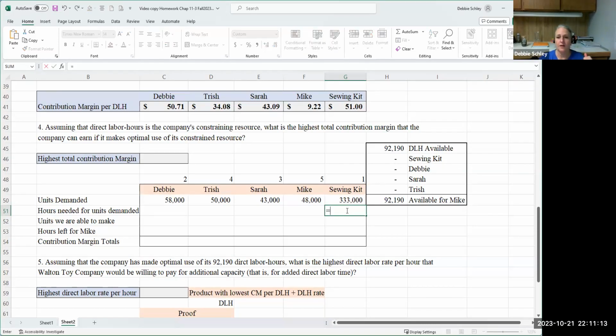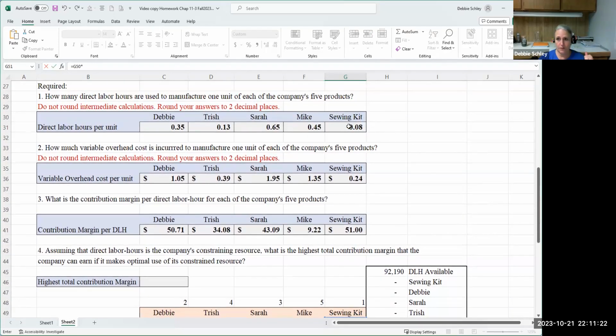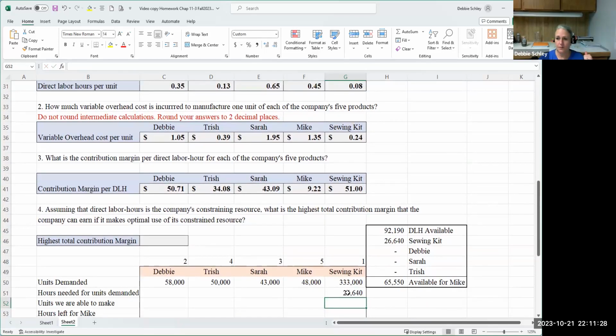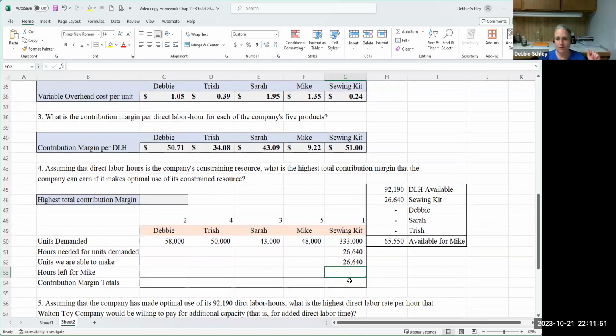So the hours needed for the unit demand, first we're going to focus on the sewing kit. I'm going to fill this all the way in. So this is going to equal the units times the answer to number 1. Okay, so that's how many hours I need to make 333,000 sewing kits. And because this is the first one we're focusing on, we can make all of them. And I'm not going to worry about that right now because we're not to Mike yet.